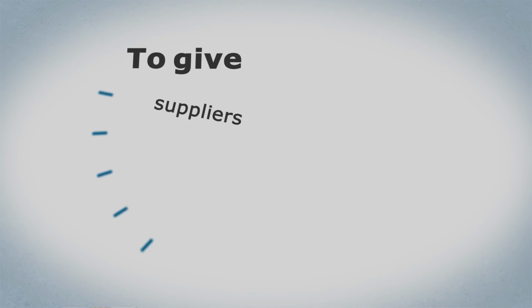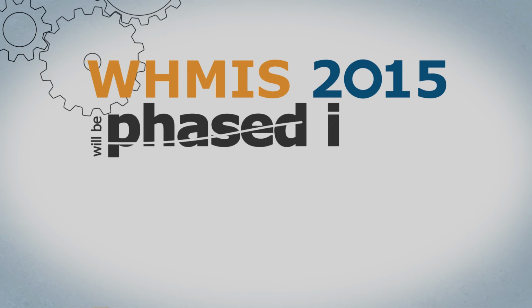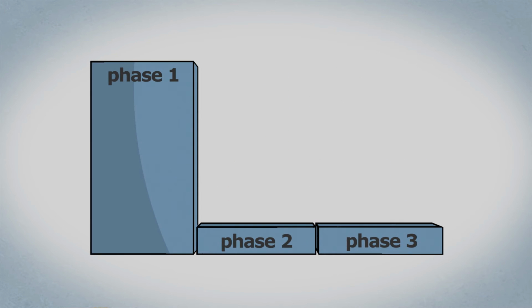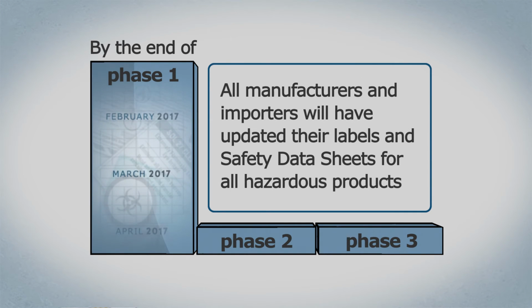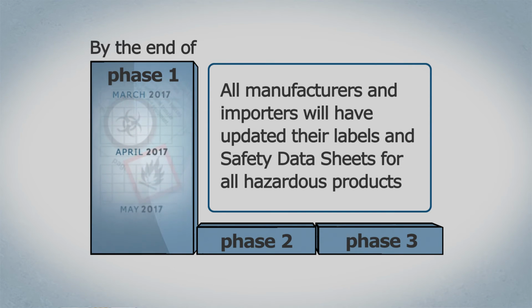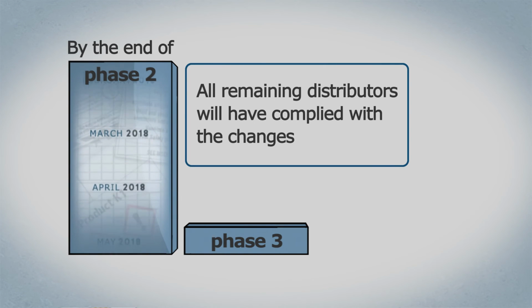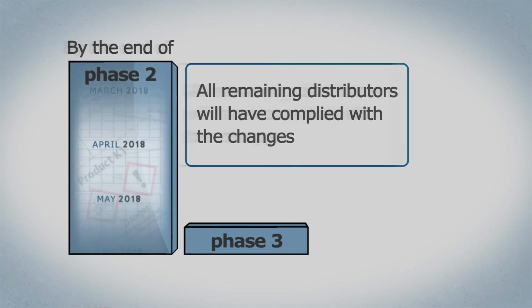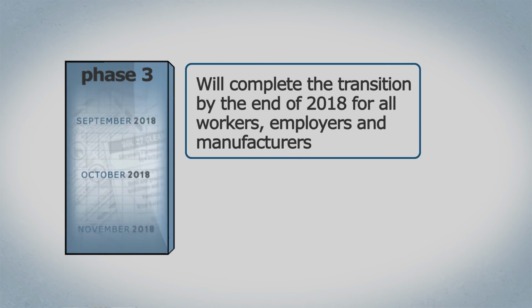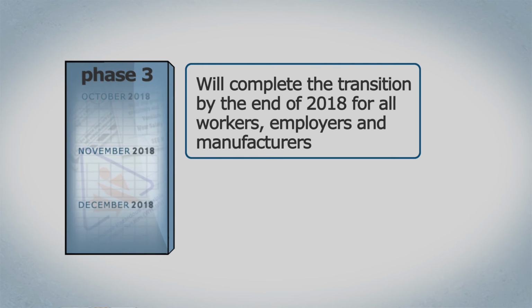To give suppliers, employers, and workers time to adjust to the new system, WHMIS 2015 will be phased in over the next 3 years. By the end of Phase 1, all manufacturers and importers will have updated their labels and safety data sheets for all hazardous products. By the end of Phase 2, all remaining distributors will have complied with the changes. Phase 3 will complete the transition by the end of 2018 for all workers, employers, and manufacturers.